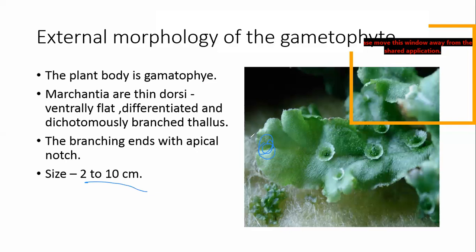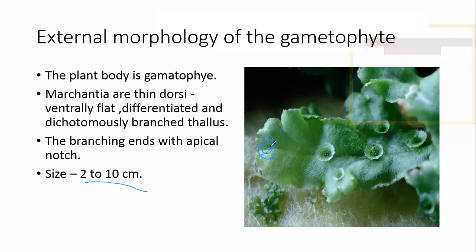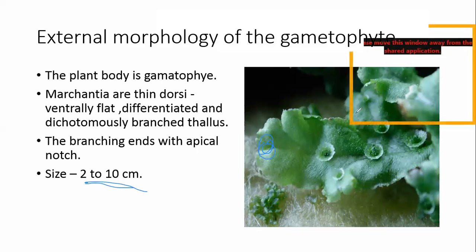The branching is always dichotomous branching because they branch or divide equally. And at the apex of the branch, they have a thick tissue called a notch, which is called the apical notch. Usually, this Marchantia grows around 2 to 10 centimeters in length. They grow horizontal to the surface of the land. Okay, so this is about the external plant body.